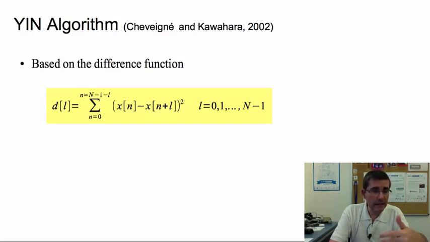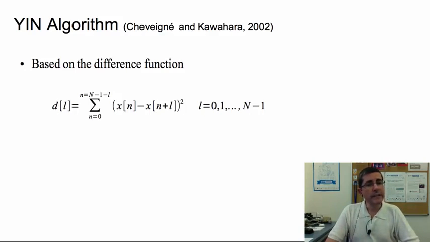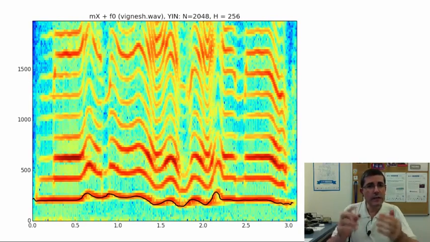And the YIN algorithm does some extra processing here to get a good measure of this period, and it does a pretty good job for monophonic signals. So in fact, it has become a very common algorithm for speech or for measuring the fundamental frequency on monophonic musical instruments. Let's look at how it does for a particular sound.